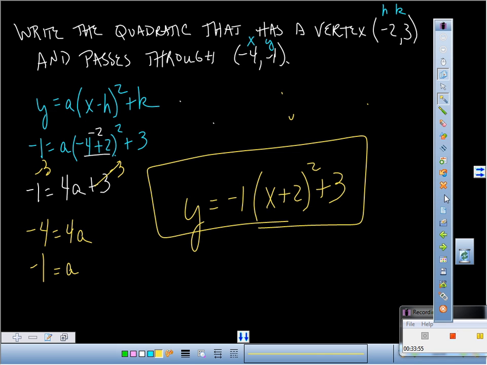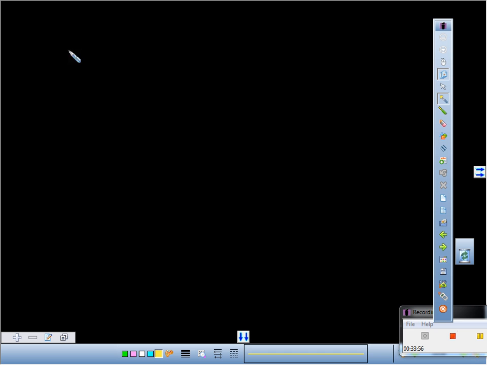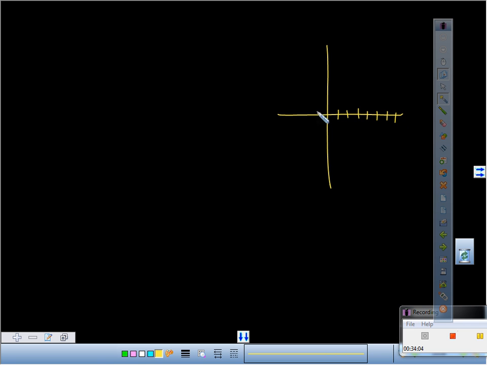The next one's going to be vertex form, all right? Okay, so I'm going to give you a picture. Yeah, intercept, sorry. What did I say? Okay, sorry.